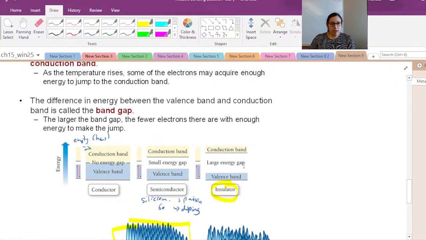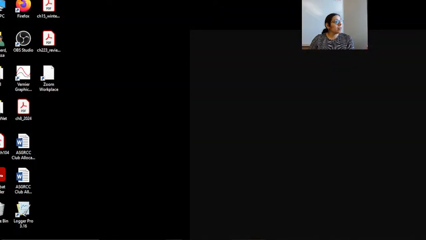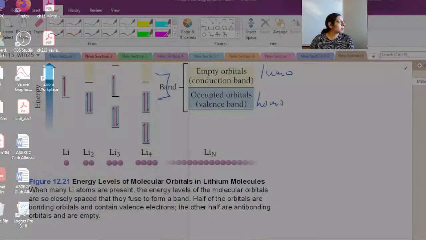But let's get into valence band theory just a tad deeper. Oh gosh, of course, now can I find the paper?